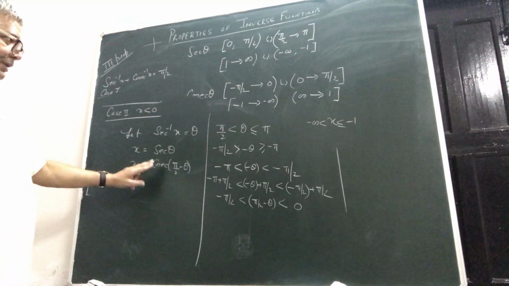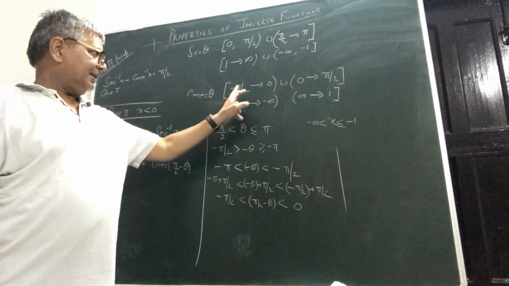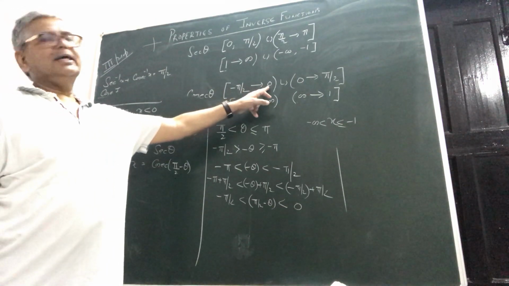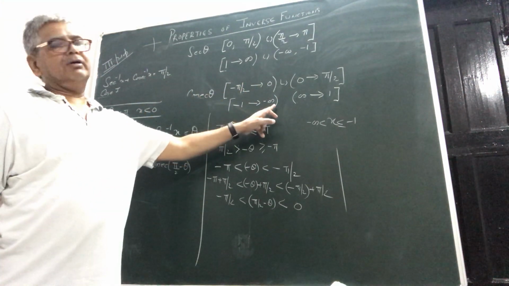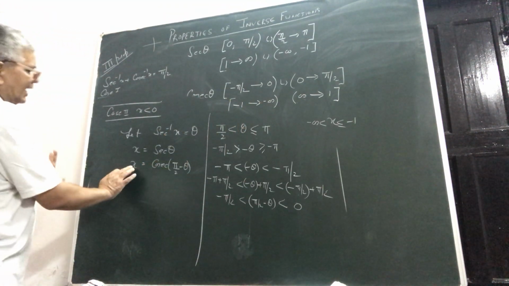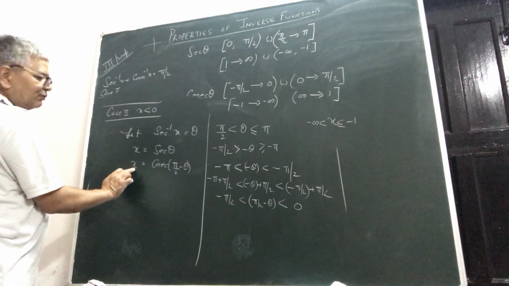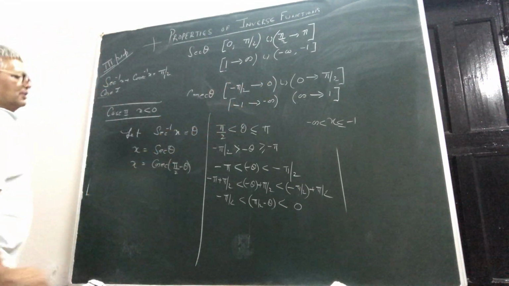The principal branch of cosec is minus pi by 2 to pi by 2, excluding 0. And this pi by 2 minus theta is lying between minus pi by 2 and 0, when x is negative. And here all the values of cosec theta are negative. So now you are comfortable. x is negative between minus infinity and minus 1. Cosec of pi by 2 minus theta lies in the principal branch of cosec.